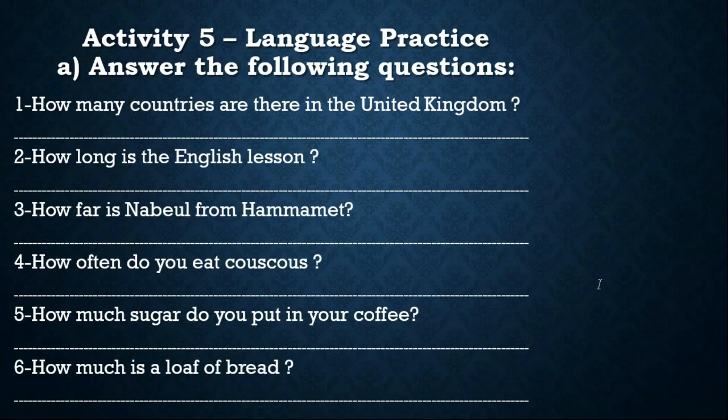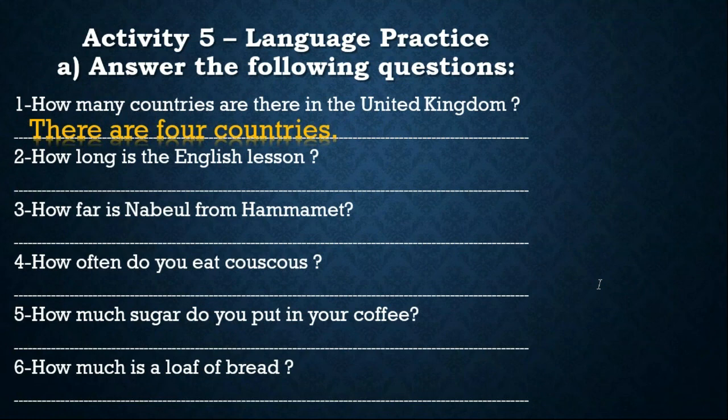Wales, Scotland, and Northern Ireland. So this is the United Kingdom. How many are they? 4. So there are 4 countries. Scotland, England, Wales, and Northern Ireland. The Republic of Ireland is not part of the United Kingdom.